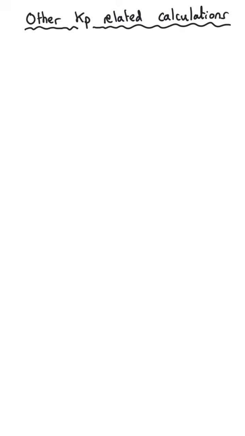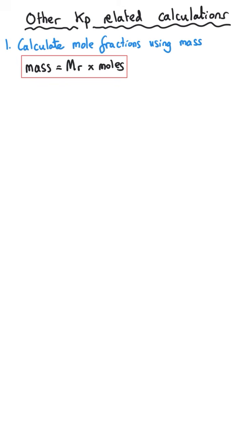There are a few ways that you could be asked to carry out Kp-related calculations without being asked to solve the expression to find a value for Kp. Firstly, you might be asked to calculate the mole fraction of a set of chemicals using mass values. This will use the equation mass is equal to Mr multiplied by moles. We'd rearrange that to find mass divided by Mr is equal to moles.